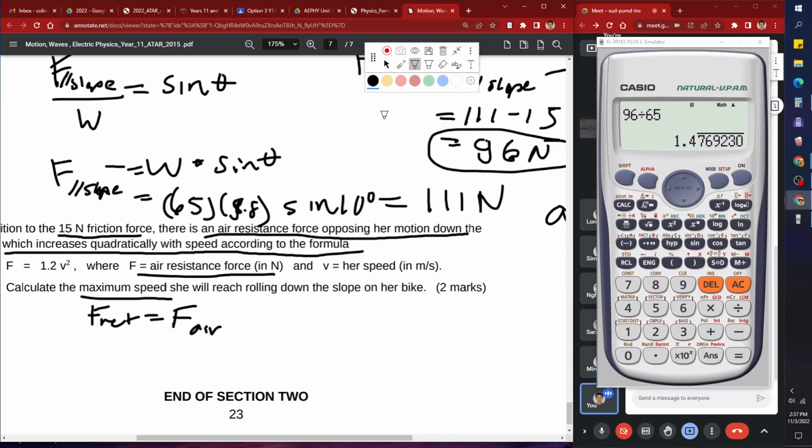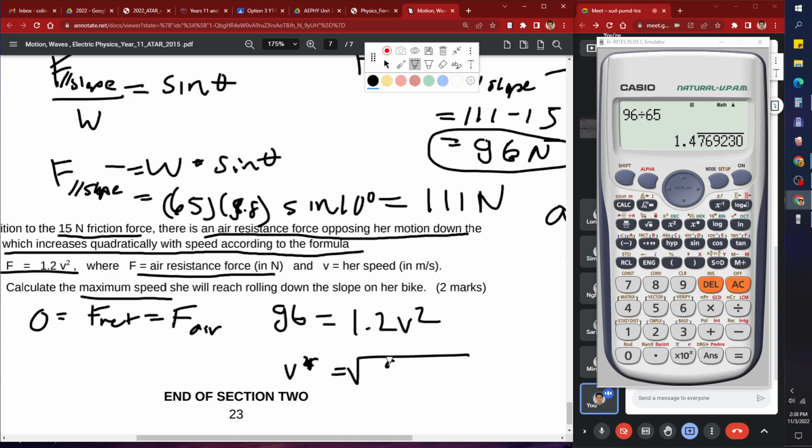Wake up. So the only way that we get 0, everything equals 0, is those two equal each other. So that means 96. I'm going to use this formula. 96 equals 1.2 v squared. See, v equals the square root of 96 divided by 1.2.